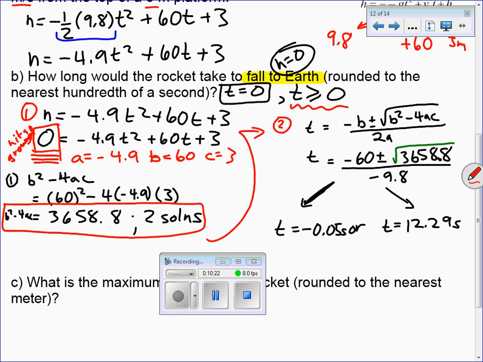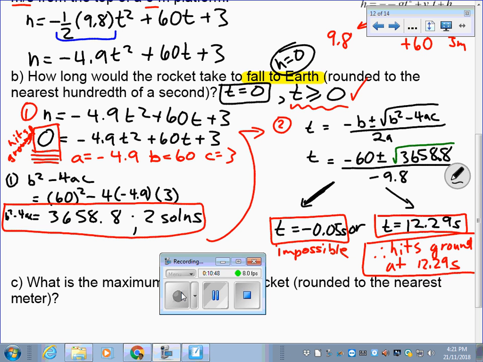All right? Now, because we hit the ground, it's either this one, which is negative 0.75, and if I look at this one, it is impossible because we cannot have times which are less than 0. But this one here tells us that after 12.29 seconds, we actually hit the ground. So we'd say that it hits the ground at 12.29 seconds.